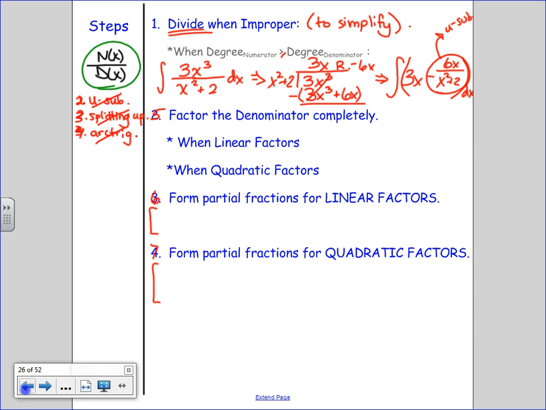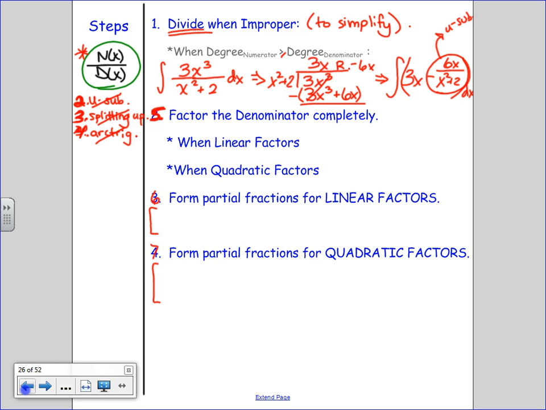Okay, so anyway, long story short, remember we have fractions, we have rational functions. We're trying to integrate them. First step, divide when improper. Second step, well, it's kind of all a part of it, but look for u sub, look for splitting up, look for arc trig, right? Then, if none of that worked, I'm at step 5. This is where partial fractions come in, step 5.